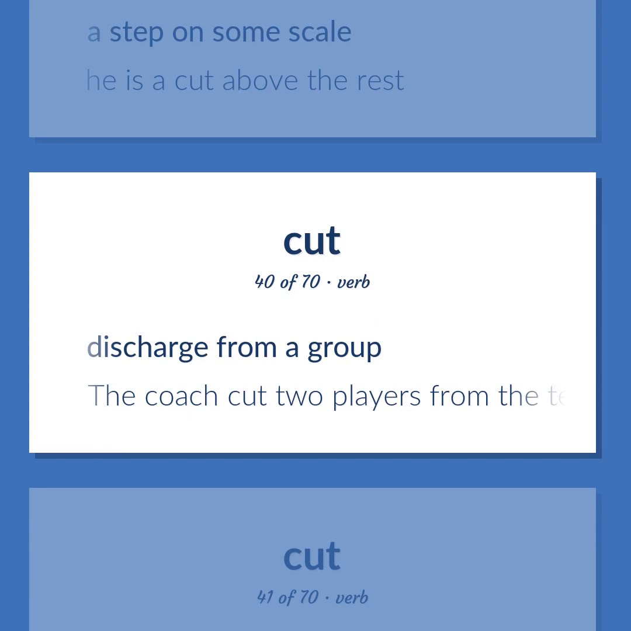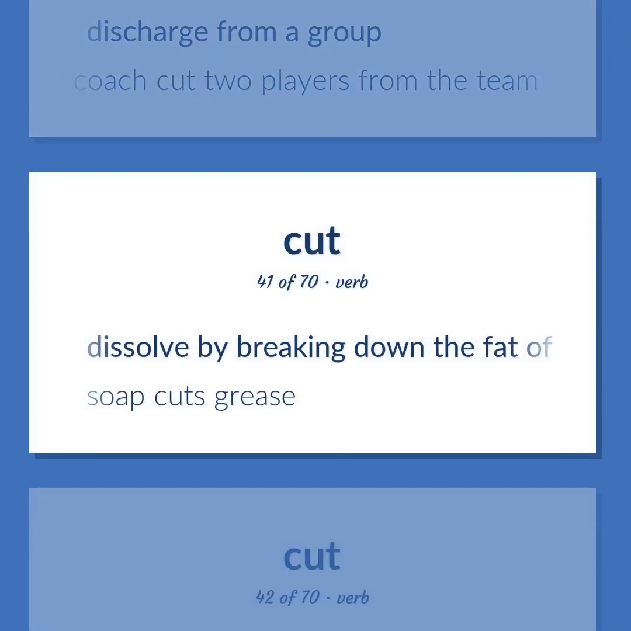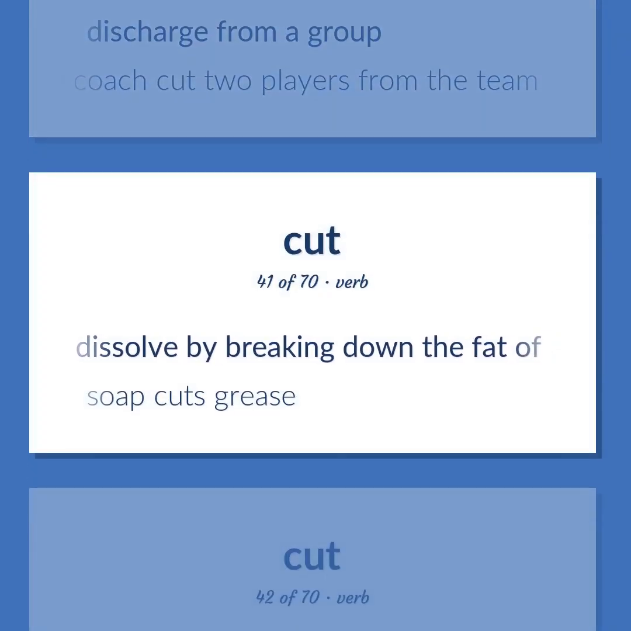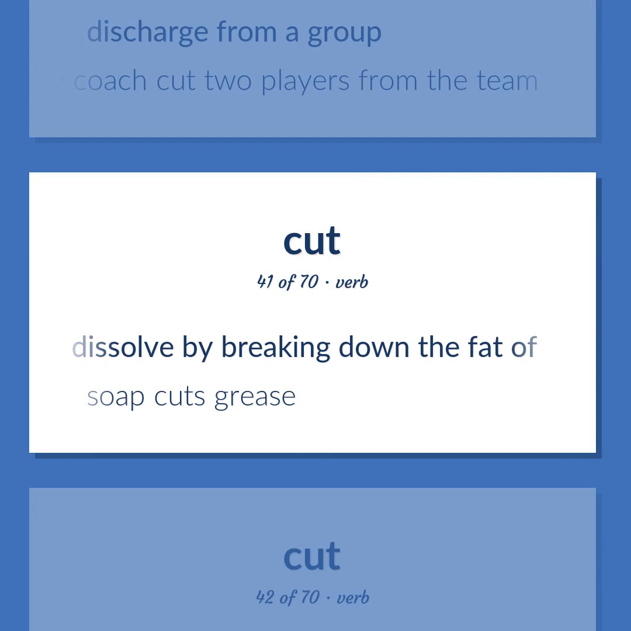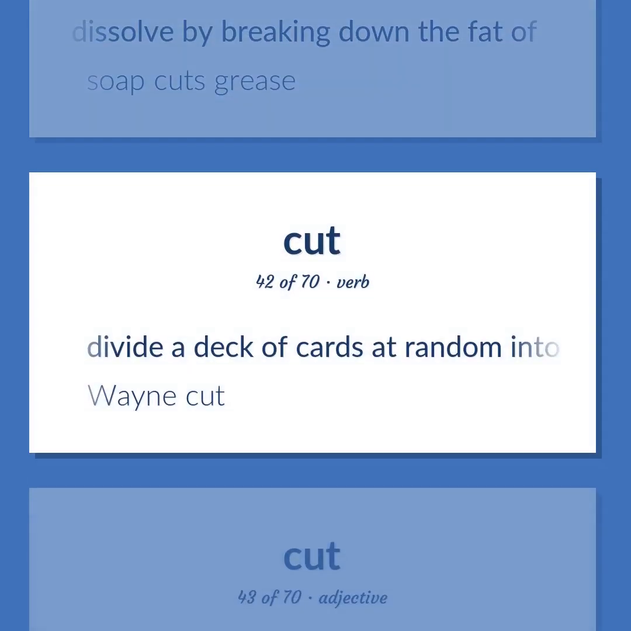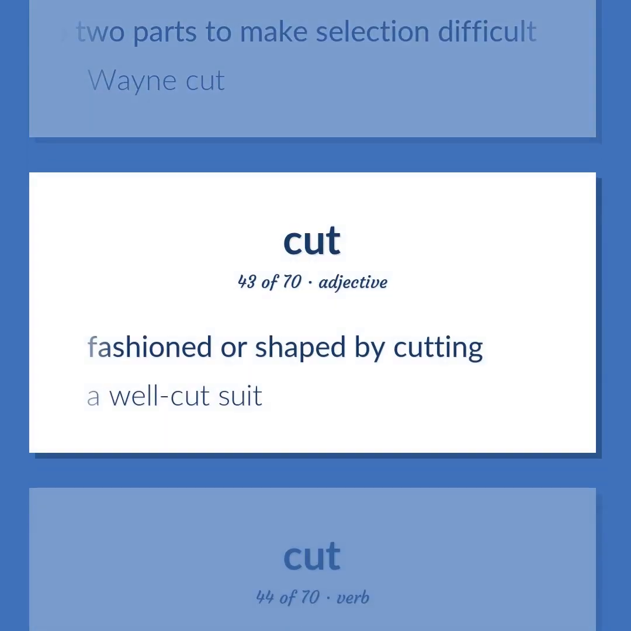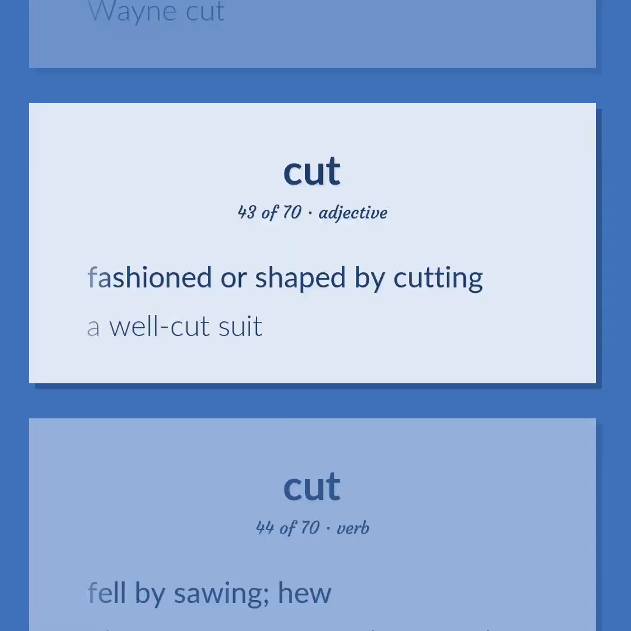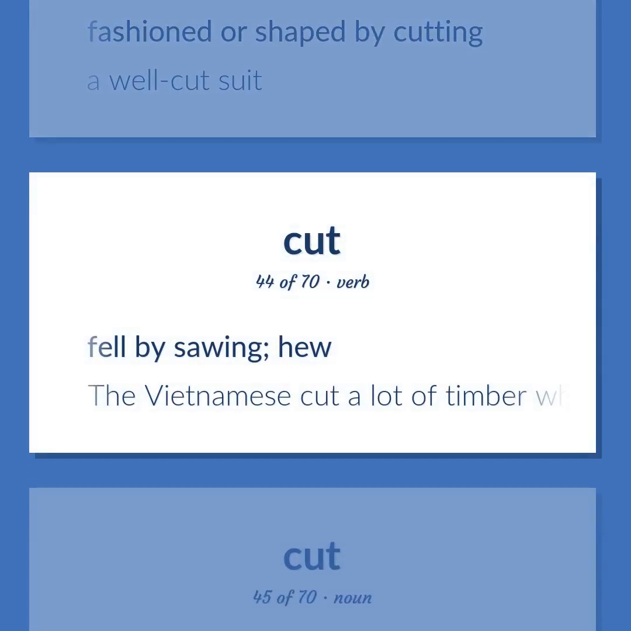Discharge from a group. The coach cut 2 players from the team. Dissolve by breaking down the fat of. Soap cuts grease. Divide a deck of cards at random into 2 parts to make selection difficult. Wane cut. Fashioned or shaped by cutting. A well-cut suit. Fell by sawing, hew. The Vietnamese cut a lot of timber while they occupied Cambodia.